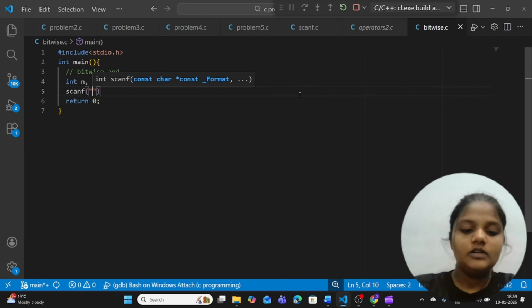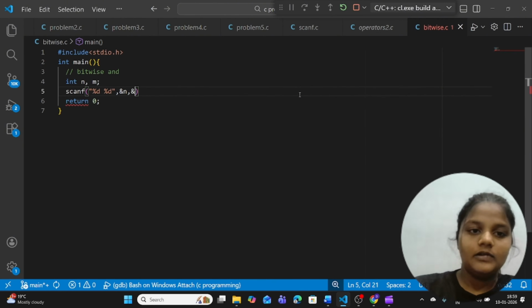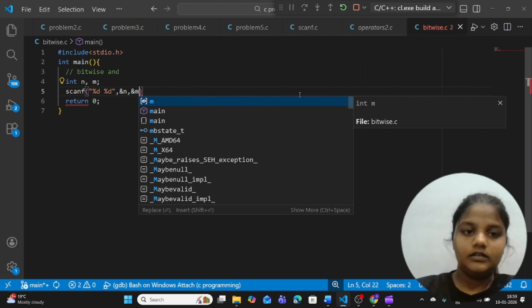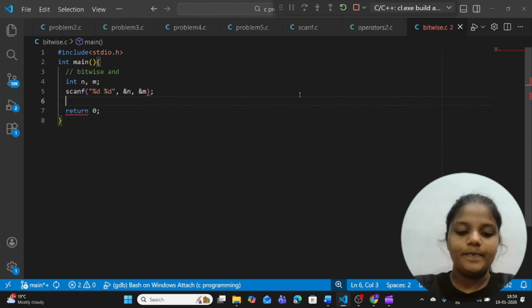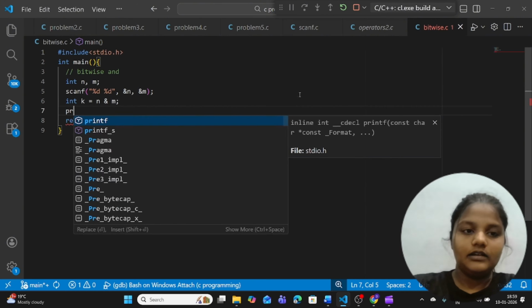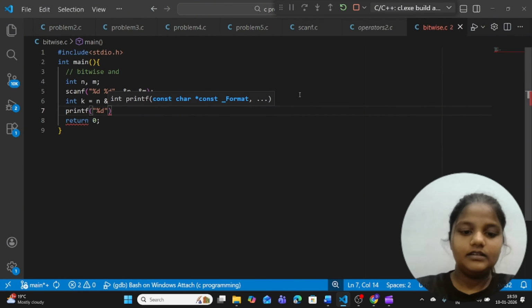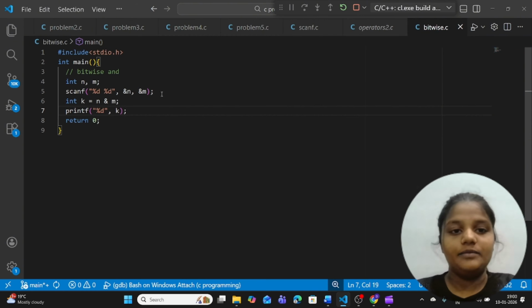So first I am going to get the two variables, address of n, then address of m. Okay. Then in one integer k, I am going to store the value n and m. Okay. Now I am just going to print it, %d comma k.